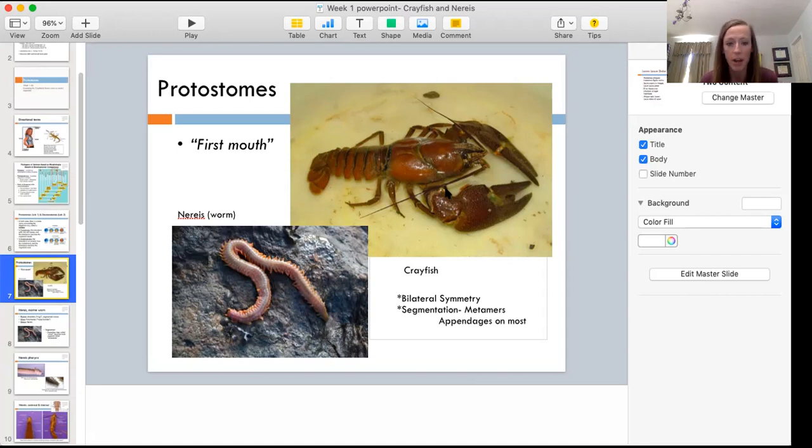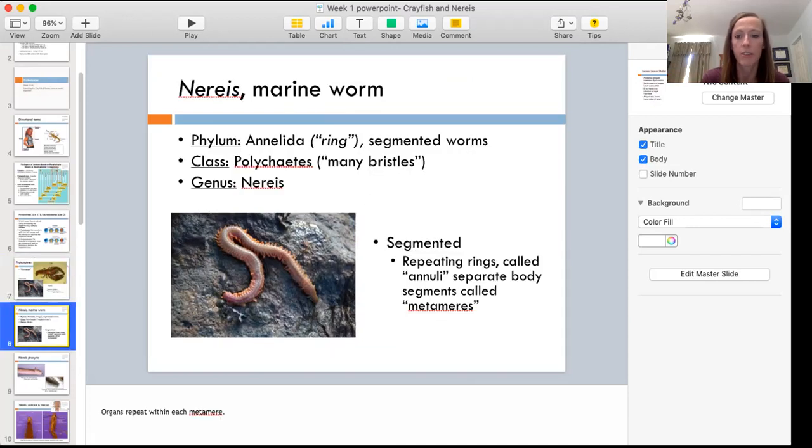You'll see a lot of appendages coming off. There's a lot more specialization in the appendages and in the development in the crayfish than there is in the Nereis. The Nereis worm has pretty much the same appendage, except for a little bit towards the head, on every single body segment, so it's just repeating segments. Whereas in the crayfish, some specialized function has developed. We'll look at the Nereis first because it's the more simplistic. I think your lab manual actually does it the other way around, but we will look at the Nereis first.